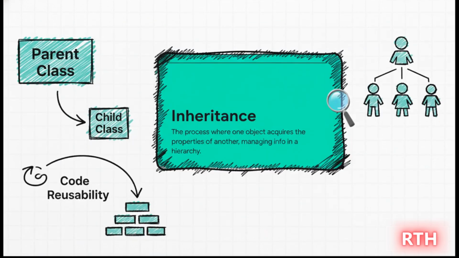Pillar number 3 is inheritance. Now this one is super intuitive because it's just like real life. A child inherits traits from their parents, right? Same idea in Java. A child class can inherit all the properties and methods from a parent class. And why is this so brilliant? Code reusability. It means you're not starting from scratch every time. You can build on top of code that's already written and tested. It's just smart, efficient programming.